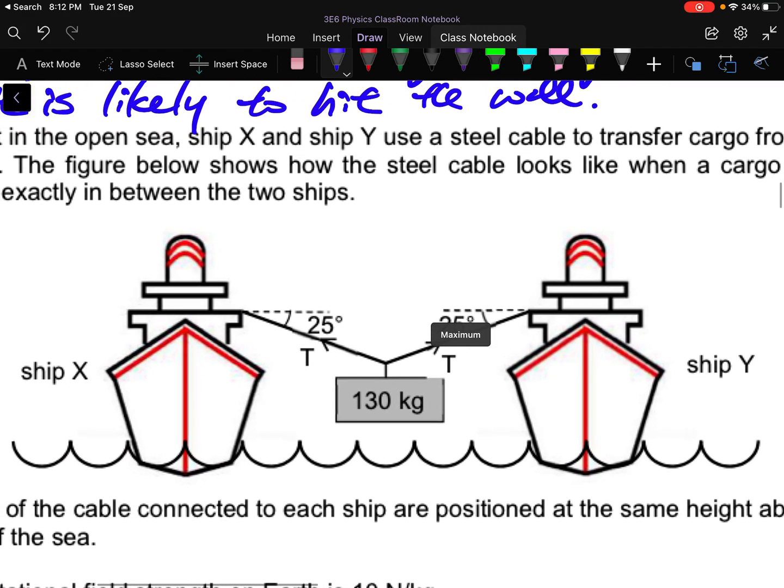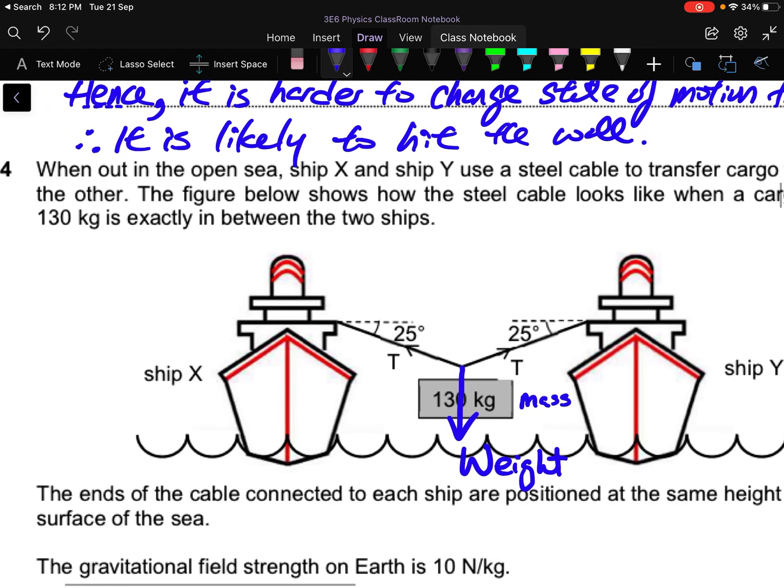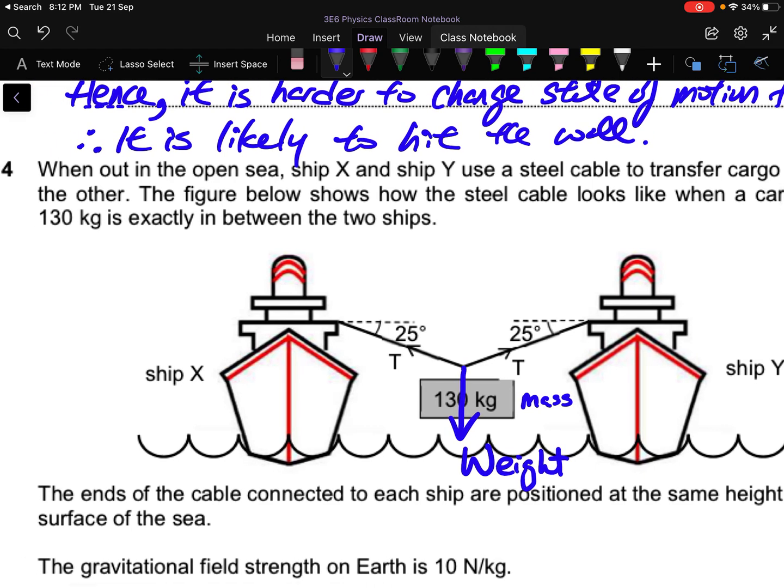The first thing you see is that they give you a mass. Mass is not a force, so you need to turn this into a force, which is called weight. To change mass to weight, you use W equals mg. So it will be 130 times 10 if you are on Earth, and you will know that this is 1300 Newton.